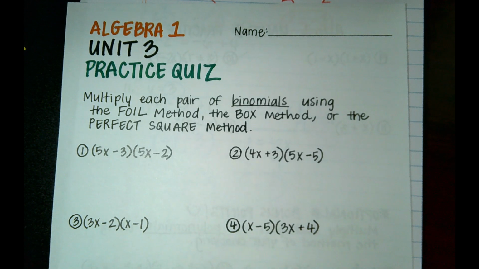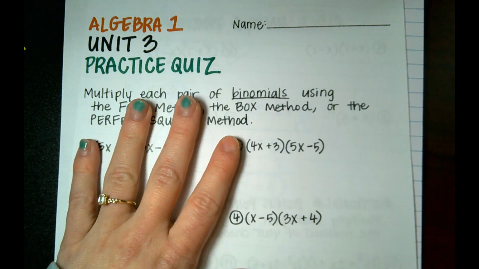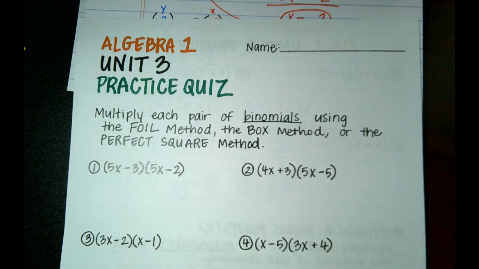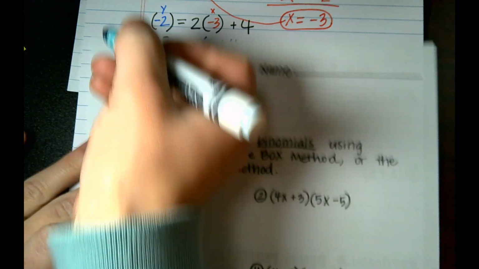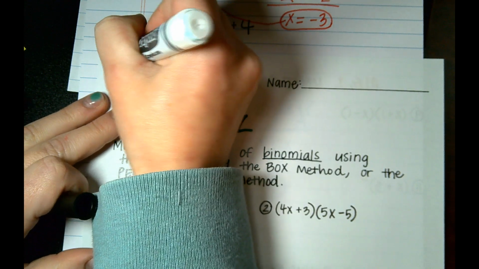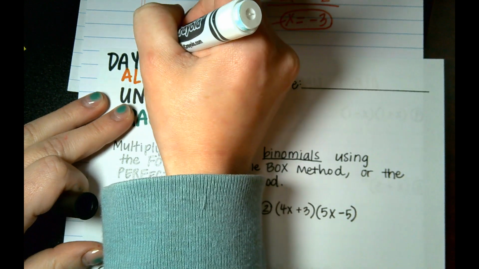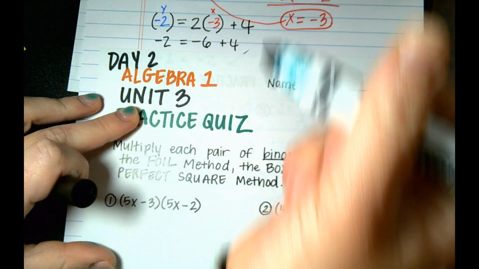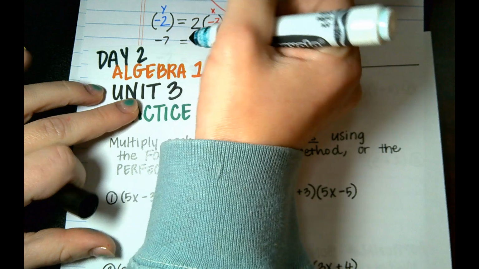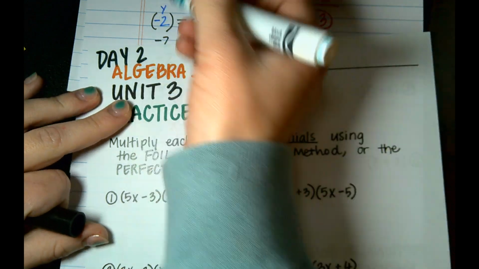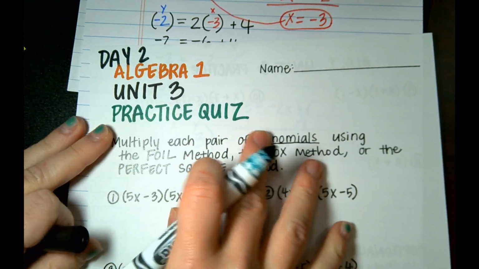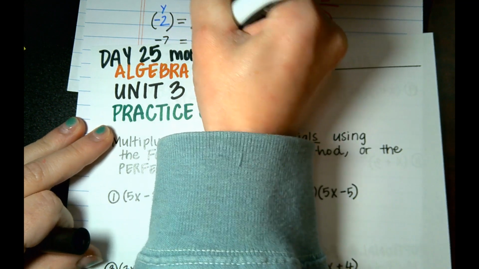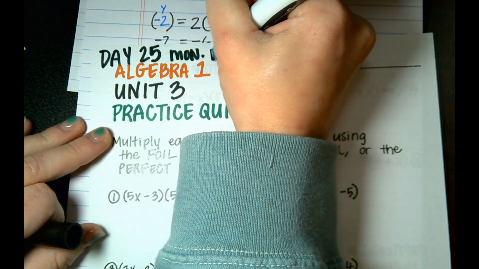Here's our practice quiz. Does everybody have a copy of the practice quiz? Okay, good. So today is day 25 in Algebra 1. Whenever you get done filling out this practice quiz, I will want you to show it to me or give it to me whenever you take the quiz tomorrow. This will count as your exit ticket for today. And it is Monday, May 5th.